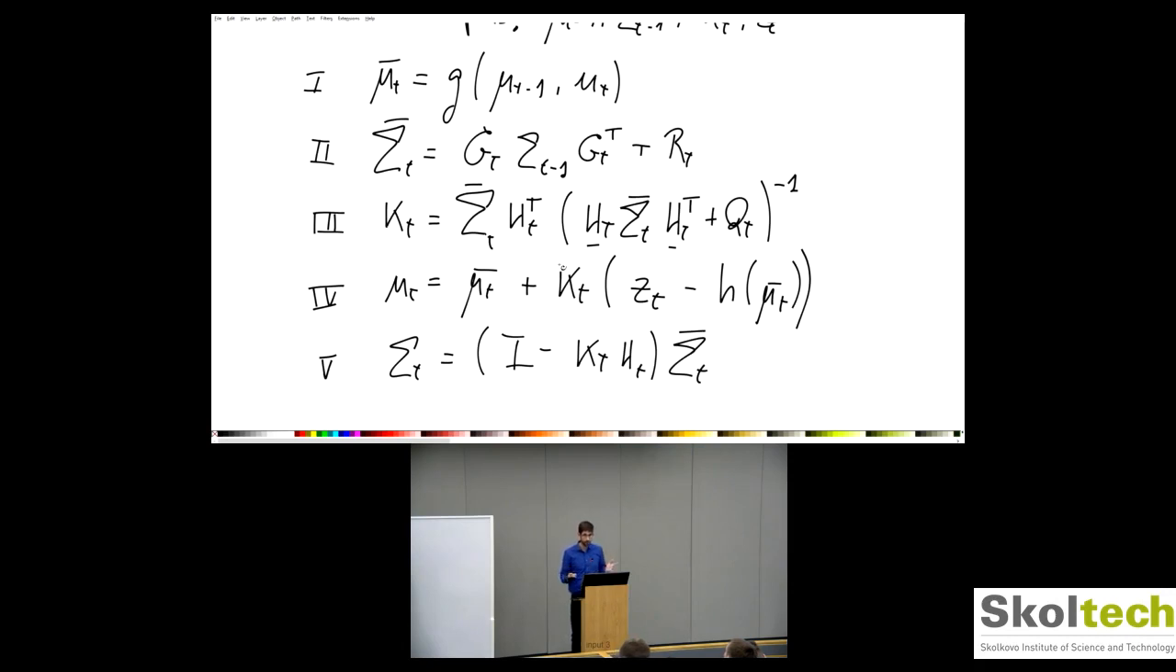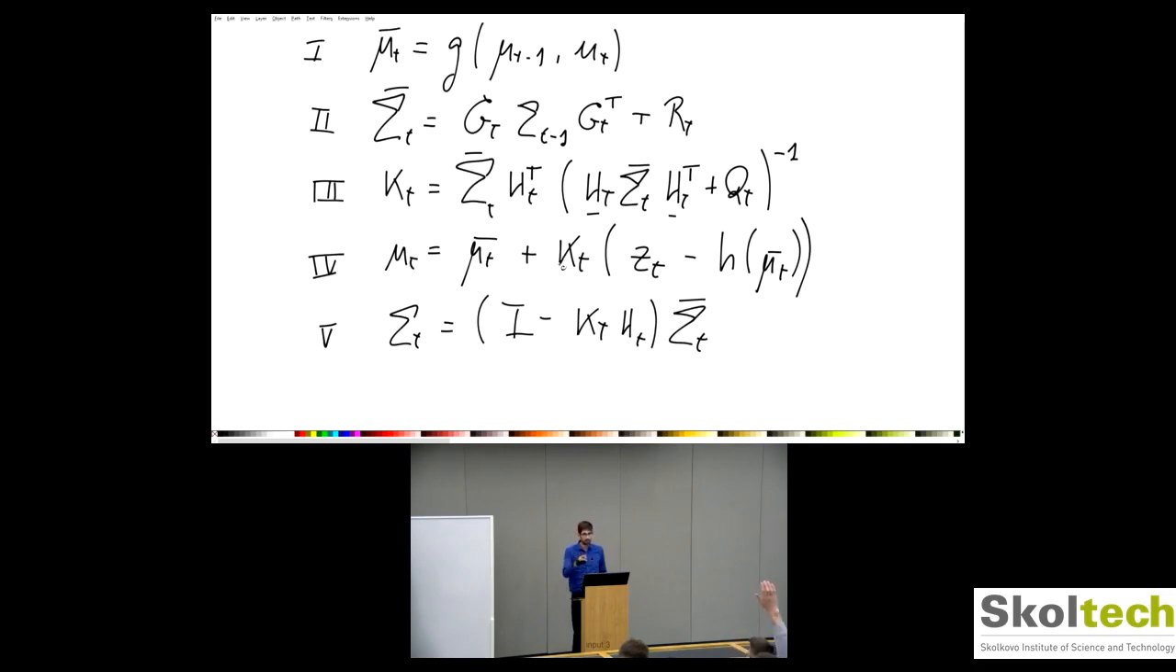But still, if the error is small and we are at a reasonable distance from this mean, this is a very good approach that you can use, right? Just linearize and use the Kalman filter. Okay, any questions? Yes, please ask.